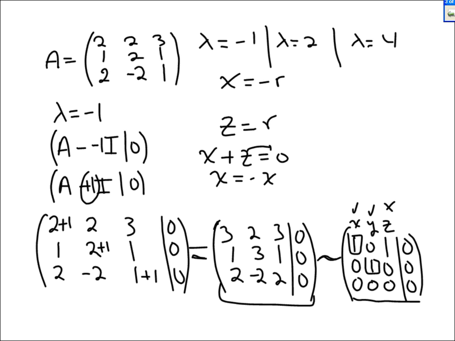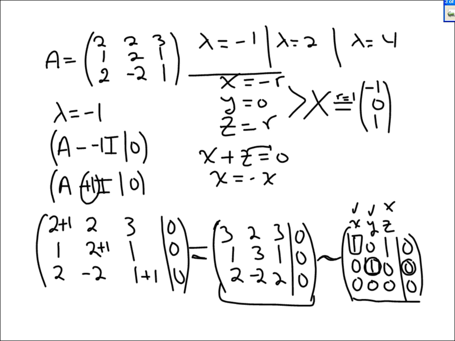And the second row just says 1y is equal to 0. Okay, y is equal to 0. So big X, when r is 1, is negative 1, 0, 1. And that's the answer to the first problem. When lambda is negative 1, the eigenvector is negative 1, 0, 1.